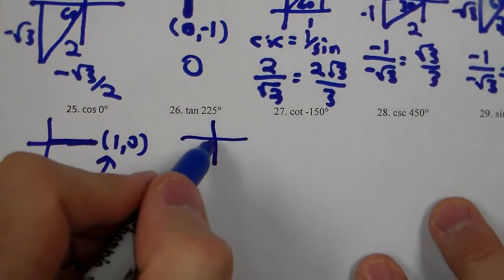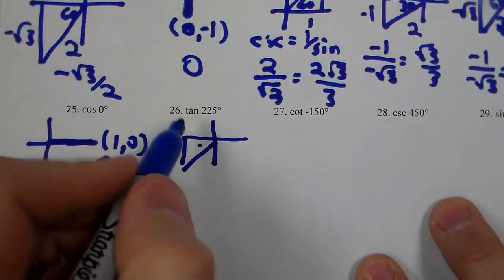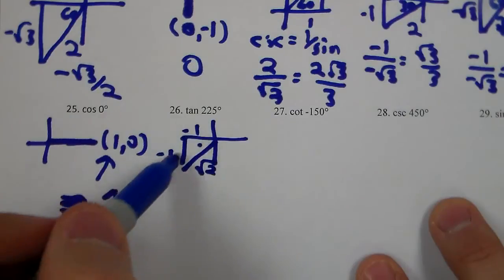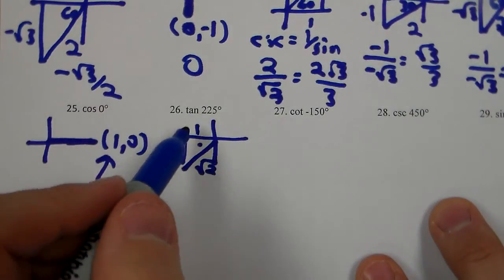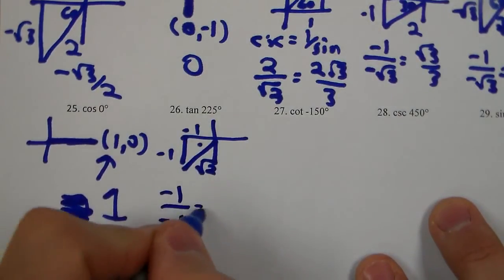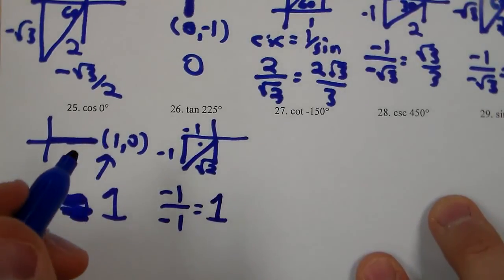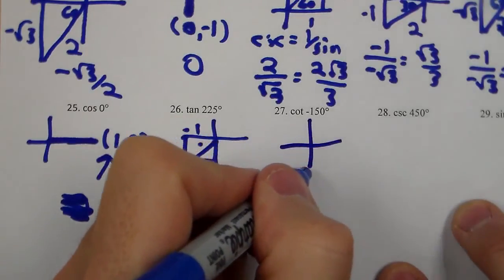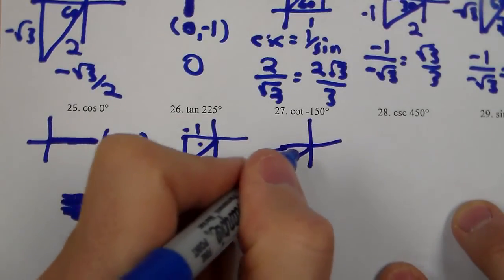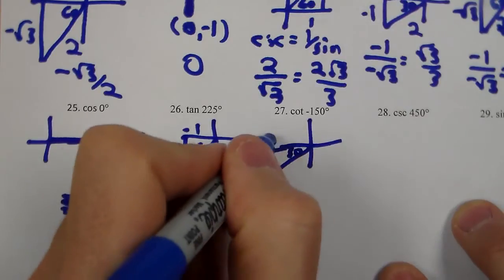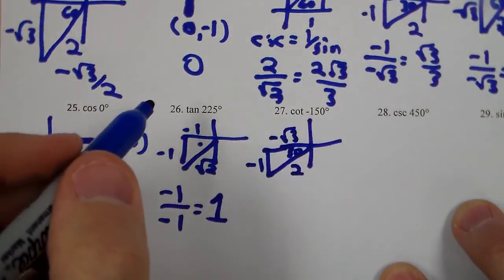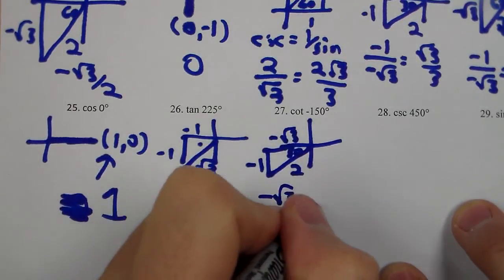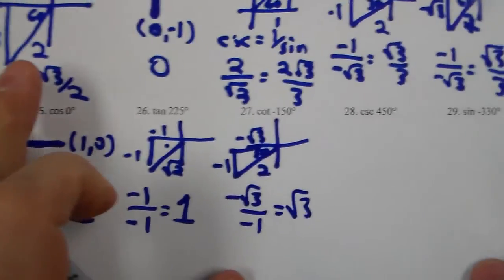Tangent of 225 is 45 degrees past 180. So we go 1, 1, and root 2 for our 45, 45, 90, and then these are both negative. Tangent is opposite over adjacent, -1 over -1, or +1. Cotangent of -150, if we went -150, that leaves us 30 degrees short of 180. We fill in our triangle values. Cotangent is adjacent over opposite, so it'd be -√3 over -1, which is +√3.